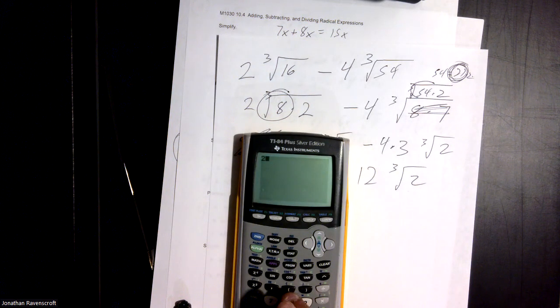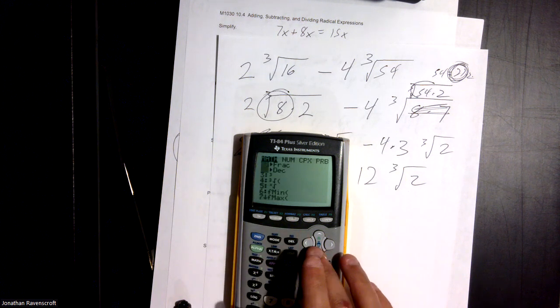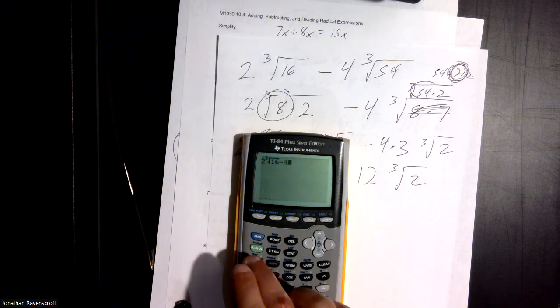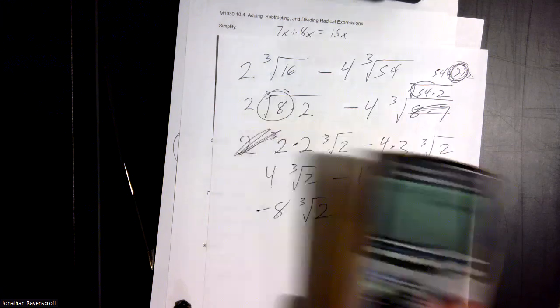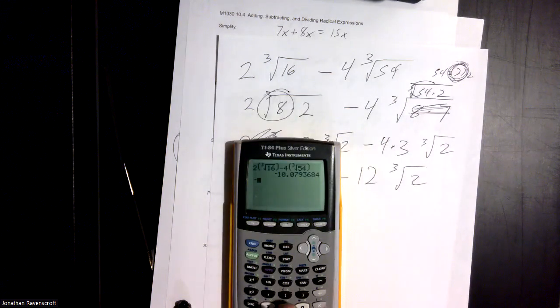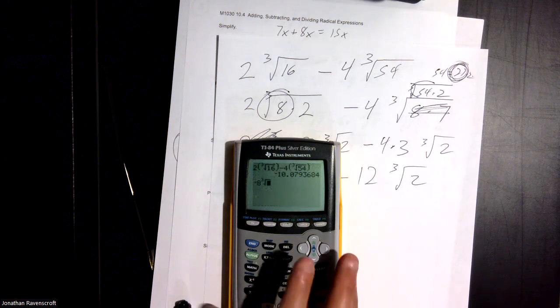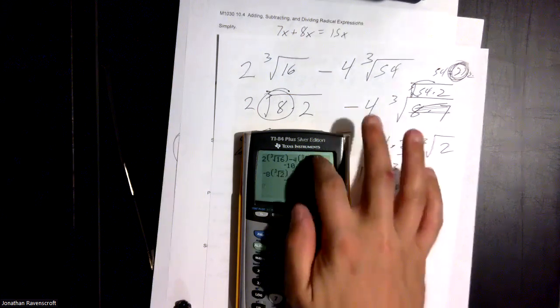There we go. In this case, I have 2 times the cube root of 16 minus 4 cube root of 54. If I did it right, that should be similar to negative 8 cube root of 2. And it looks like it's correct.